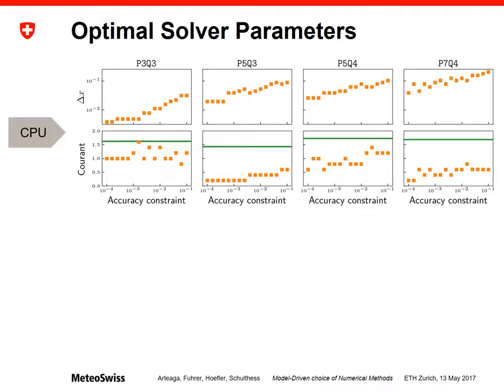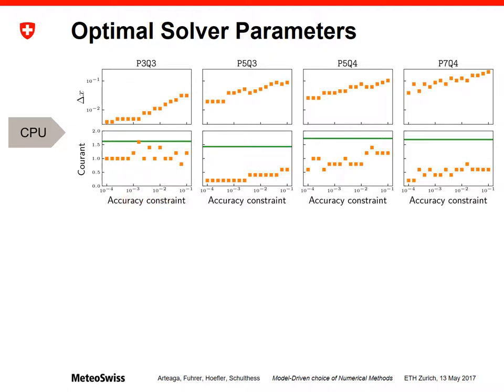This slide shows some results of our optimization strategy. Each column of this plot shows a different solver. This is, for instance, a third order spatial discretization coupled with a third order integration scheme. The first row shows the best grid spacing for the different solvers, while the second one shows the best Courant number, which is an expression of the time step size, for different accuracy constraints.